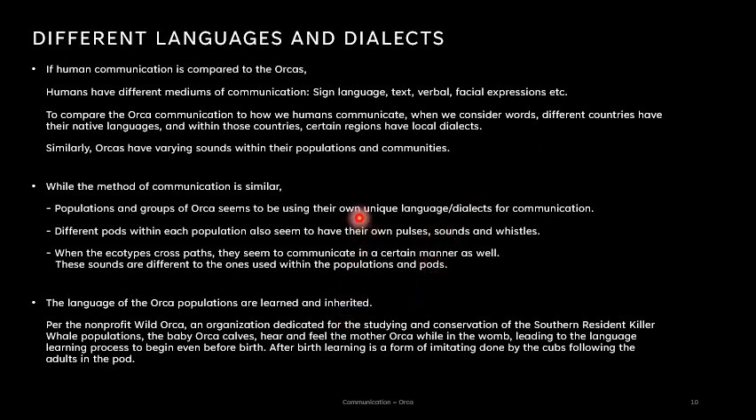How baby orcas learn these communication methods is theorized to be that baby orcas hear their mother's communication while they're in the womb. And after they're born, the orca calf seems to follow the lead of the adult orcas, imitating their actions and their sounds and learning the language.